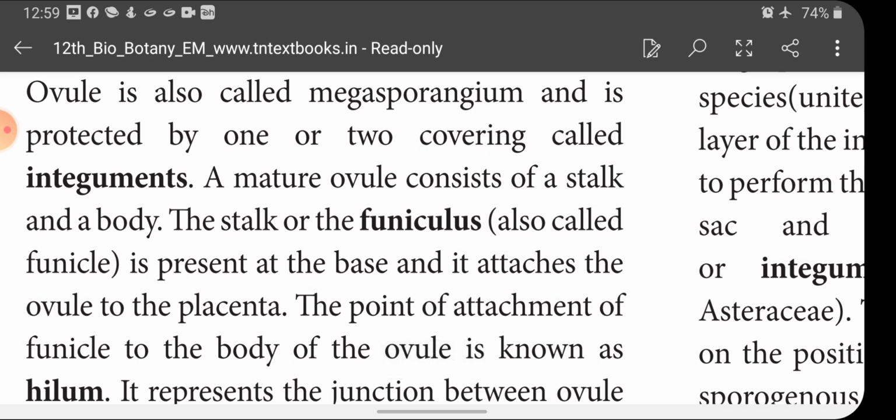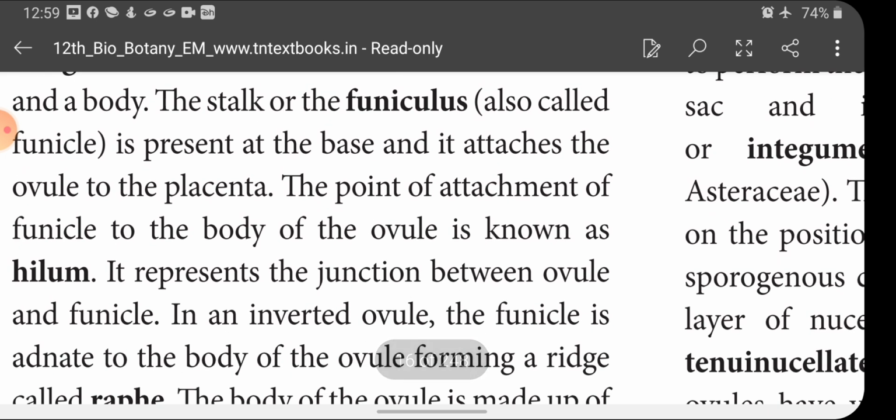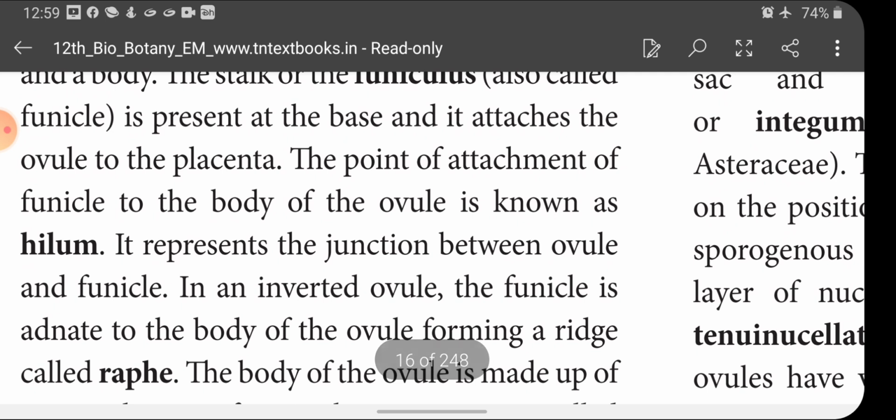The point of attachment of funicle to the body of the ovule is known as hilum. It represents the junction between ovule and funicle. In an inverted ovule, the funicle is adnate to the body of the ovule, forming a ridge called raphe. So, in an inverted ovule, the funicle is on the upper surface of the ovule, and it forms a ridge called raphe.